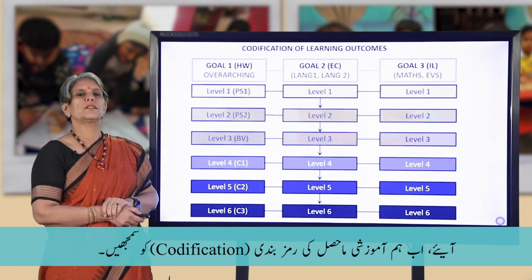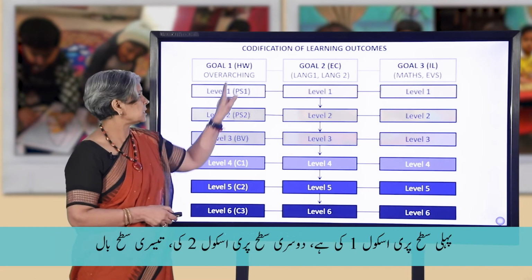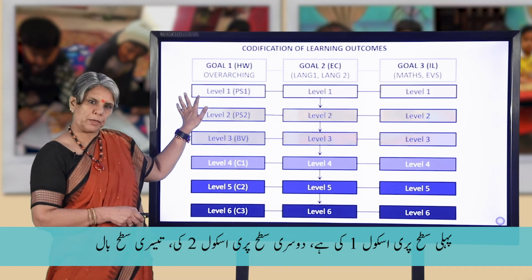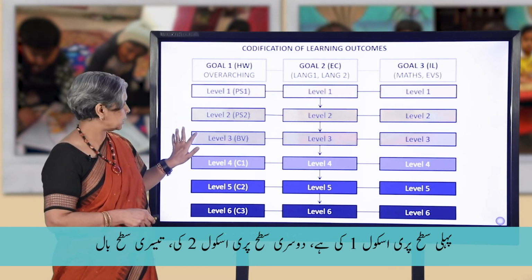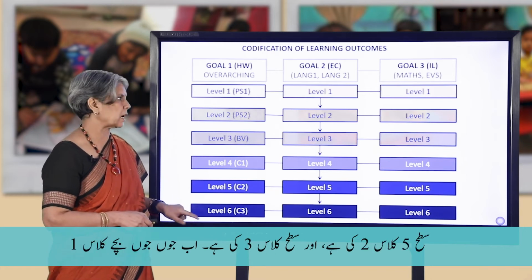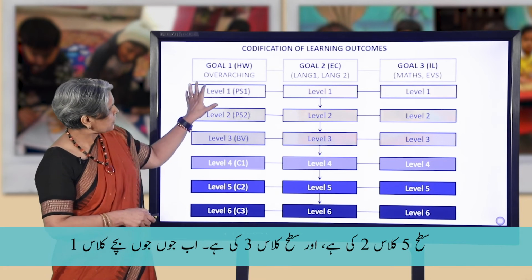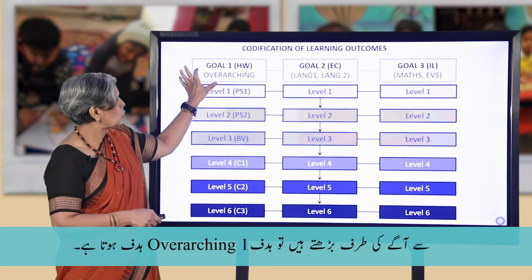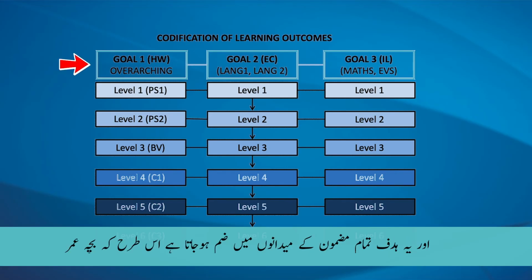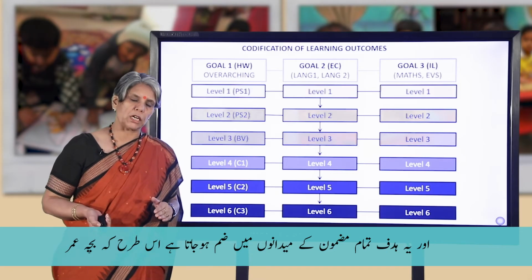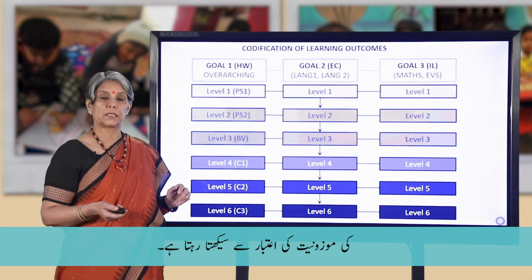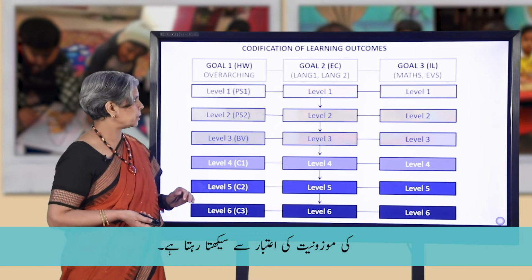Now let us understand the codification of learning outcomes. As we discussed, there are 3 developmental goals and there are 6 levels. Level 1 is preschool 1, level 2 is preschool 2, level 3 is Balvatika, level 4 is class 1, level 5 is class 2, and level 6 is class 3. Now as children move to class 1 onwards, goal 1 is an overarching goal, and this goal would merge with all the subject areas. So the socio-emotional aspect of it, the nutrition, health, hygiene will be imbibed in all other subjects that the child will be studying in an age appropriate manner.